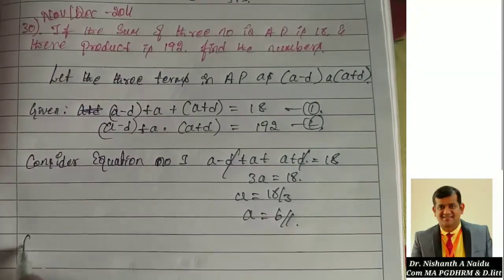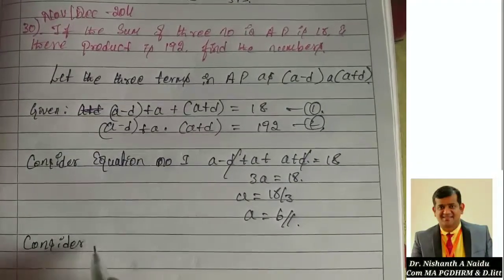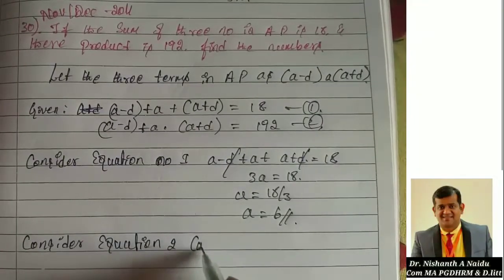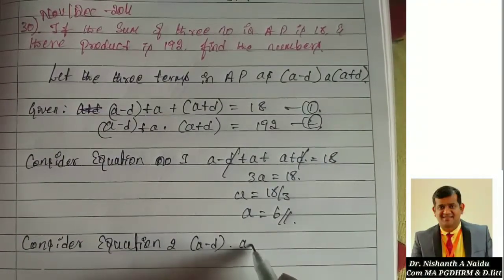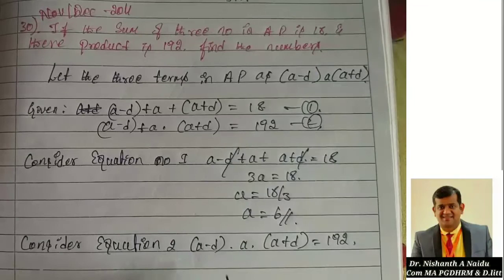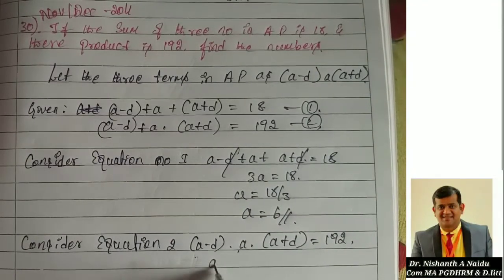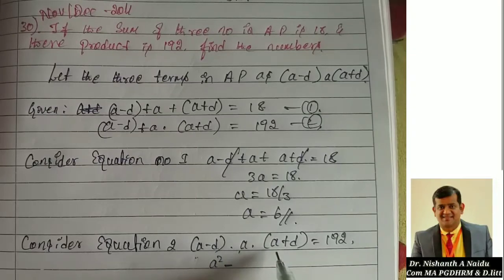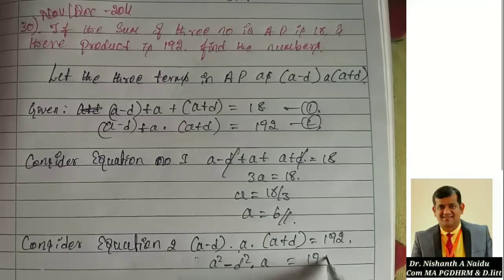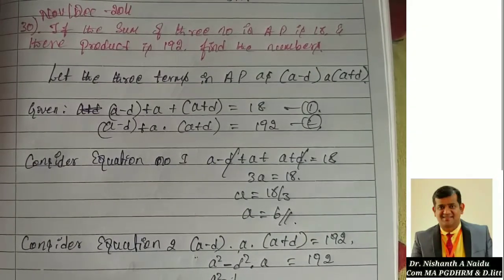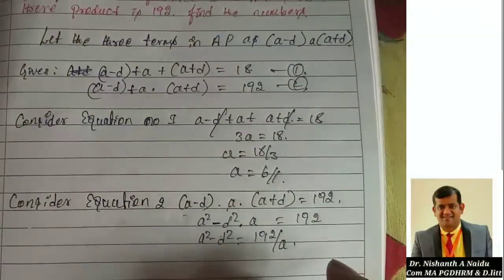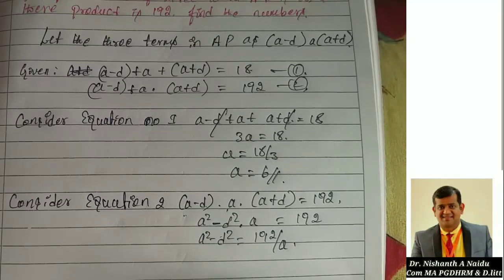Okay, so next consider equation 2. So that is (A minus D) into A into (A plus D) equals 192. So here A into (A square minus D square) equals 192. So A square minus D square equals 192 divided by A.